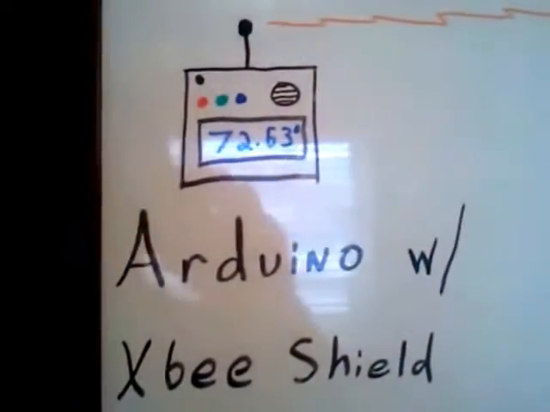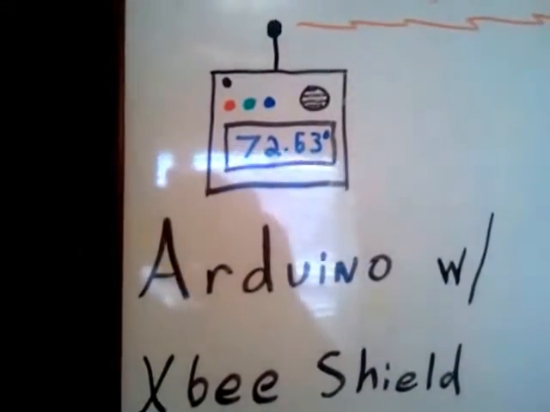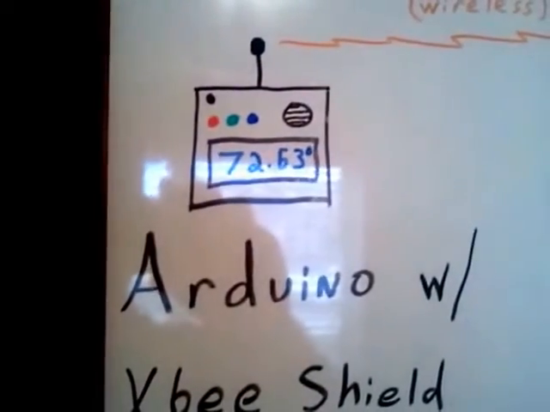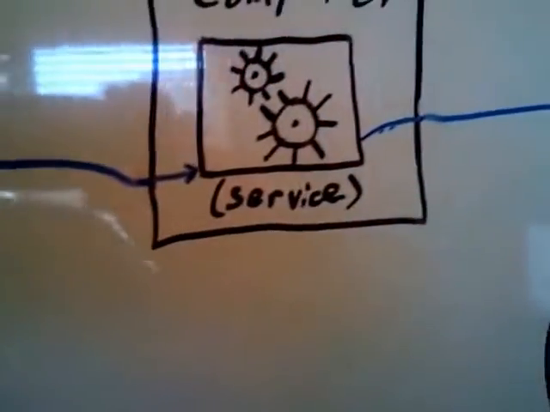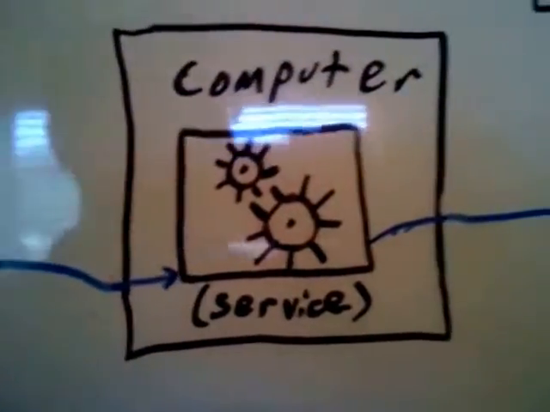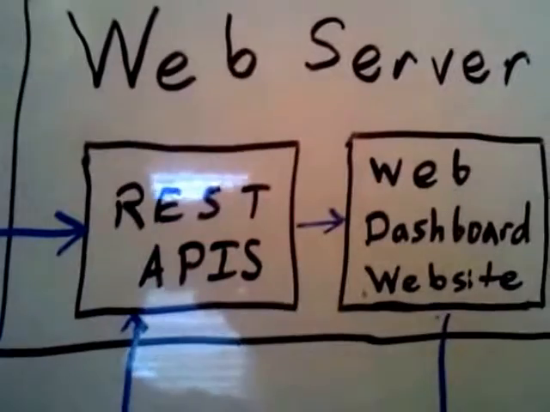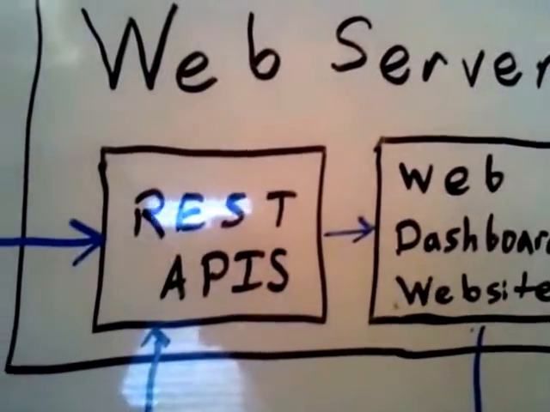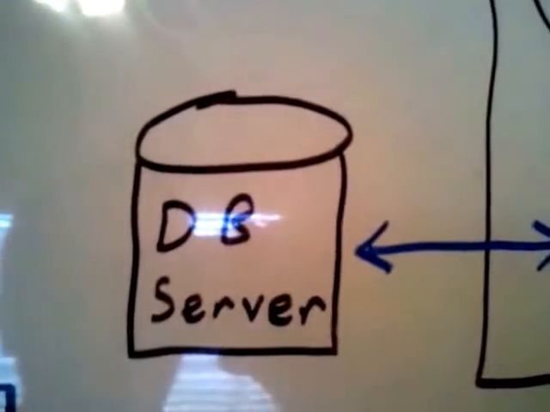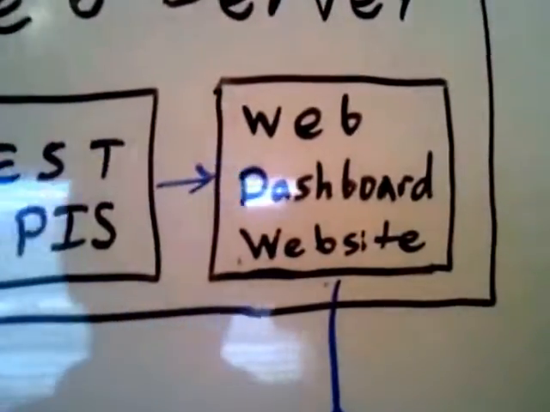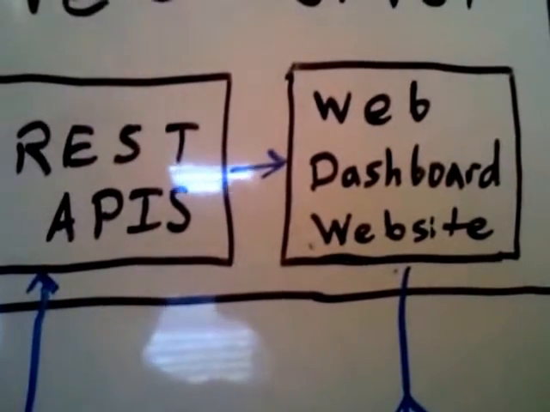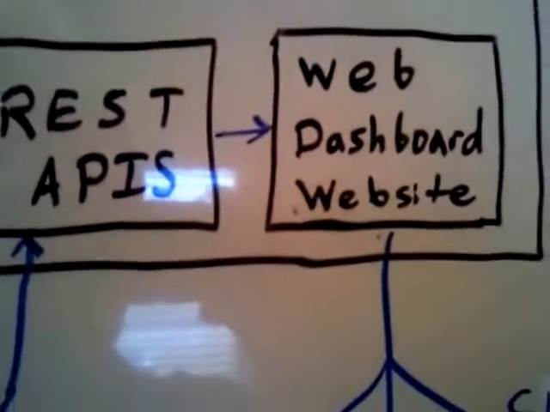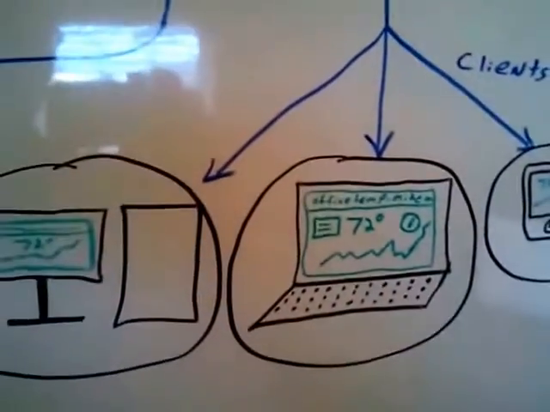We've got an Arduino board that is hooked up to some stuff, including a temperature sensor and a wireless Xbee shield. It communicates over to this Xbee receiver wirelessly and goes into the computer, which communicates with the service I wrote, which in turn communicates with REST APIs on this server, which put it in this database, and also communicate with this web dashboard website that I wrote. And all this is using MVC4 and Web API from Microsoft, and then we communicate out to our clients.